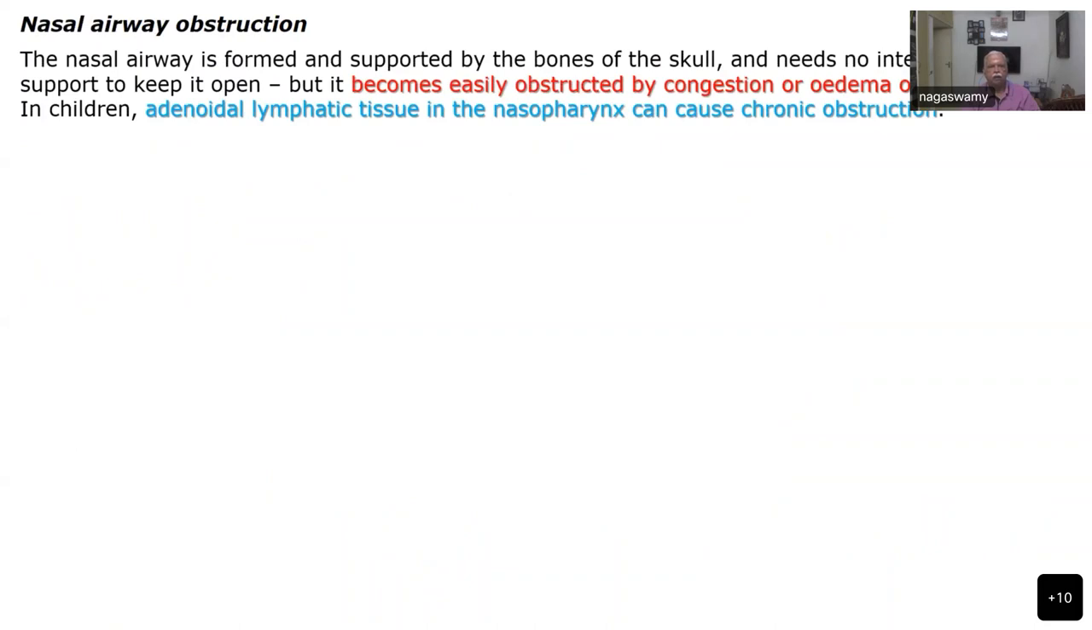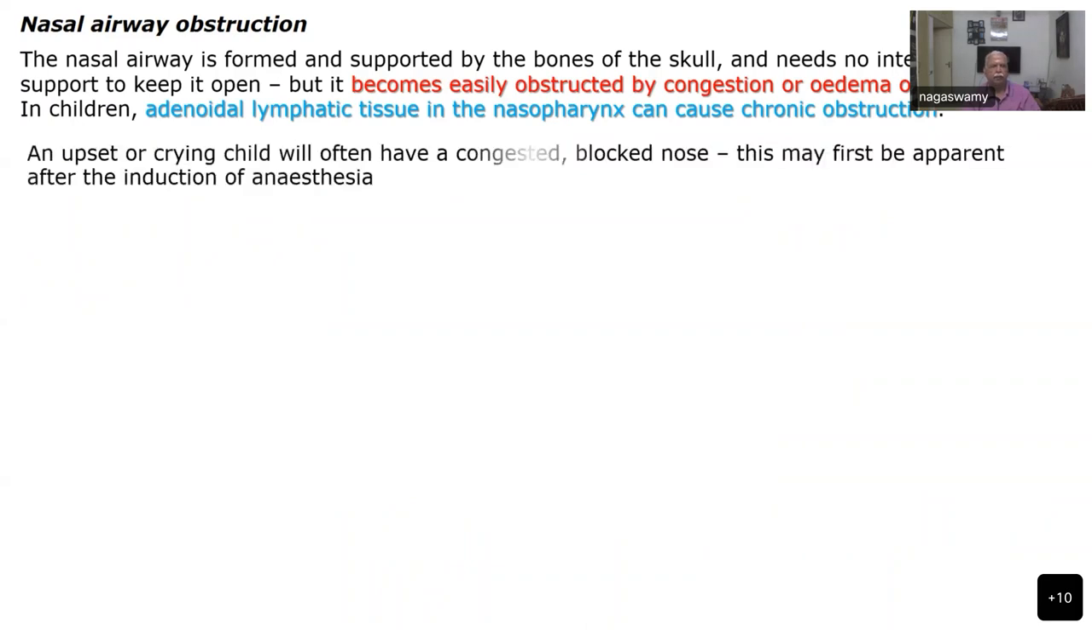The nasal airway is formed and supported by bones of the skull and needs no internal artificial support to keep it open, but it becomes easily obstructed by congestion and edema of the mucosa. So that is the main reason. It is not the bony occlusion, but the mucosal edema which causes the obstruction to the air passage, especially in children who also have adenoid lymphatic tissue in the nasopharynx, which results in chronic obstruction and produces either snoring or obstructive sleep apnea.